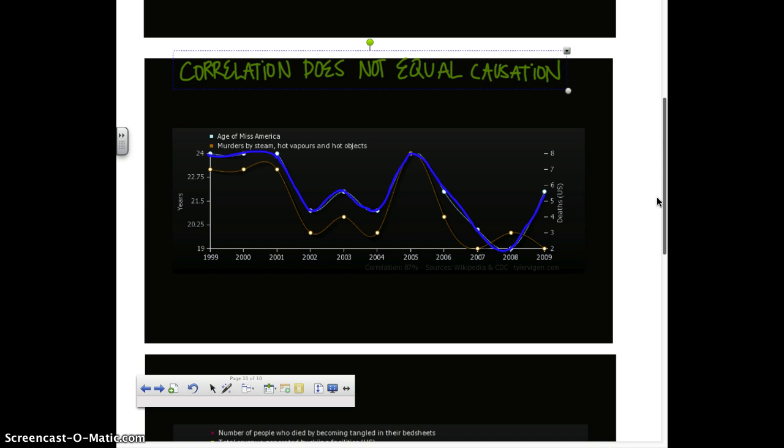Sorry. Okay. And then, murders by steam. We got lots of people dying due to death by steam or other hot objects. These follow similar patterns. That doesn't mean that in 2008 when I was Miss America that I caused people to die by steam. No. What that means is that these two data points just happen to be related. Just because they're related does not mean that one causes another. It doesn't mean that if Miss America is 24 again, all of a sudden we're going to have a high rise in steam death. That is not what that means. Correlation does not equal causation.